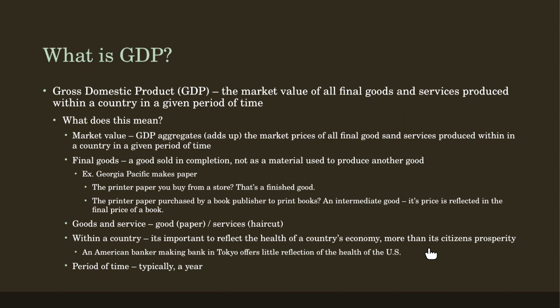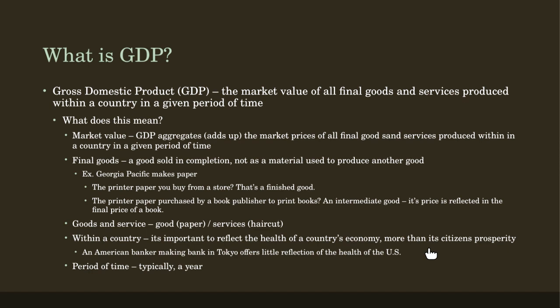So a book includes the cost of the author, it includes the cost of the ink, it includes the cost of the paper, it includes the cost of the binding. We don't add up all those things because all their prices are already reflected in the book. If we added up the paper again, that would be double counting.